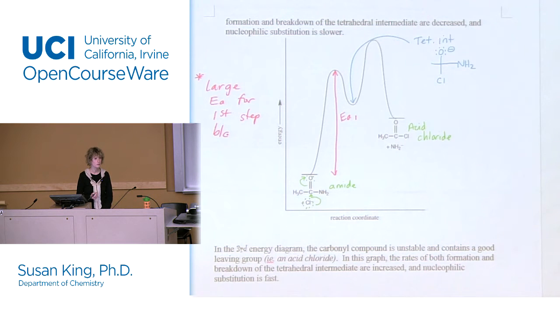Because amides are pretty stable, aren't they? They have very strong resonance stabilization. Not as strong as carboxylates, but they're very strongly resonance stabilized. Okay, so that's because amides are pretty stable. So when things are stable, they're not going to want to react. So we have a really large energy of activation for the first step.